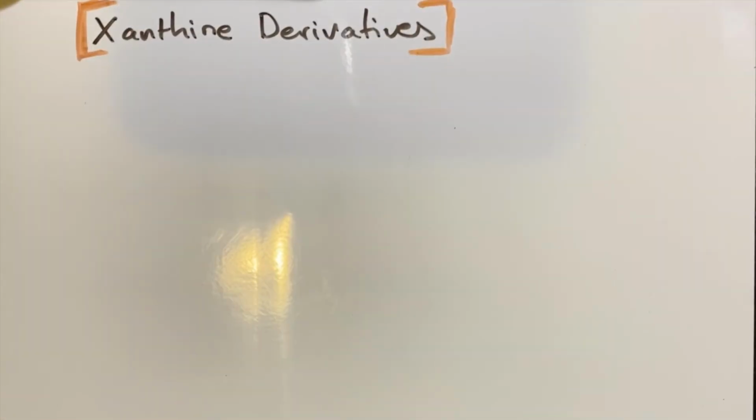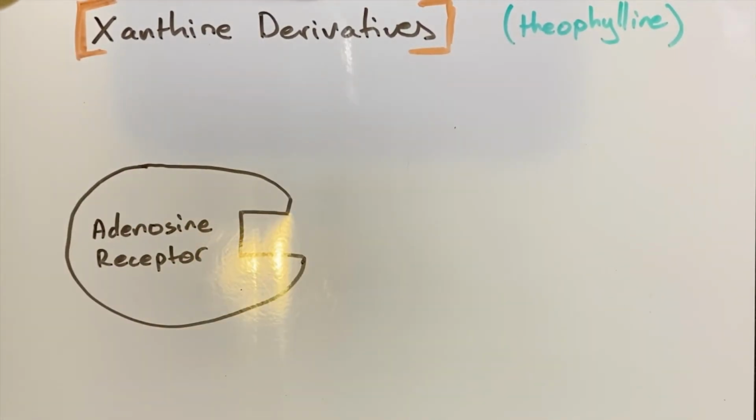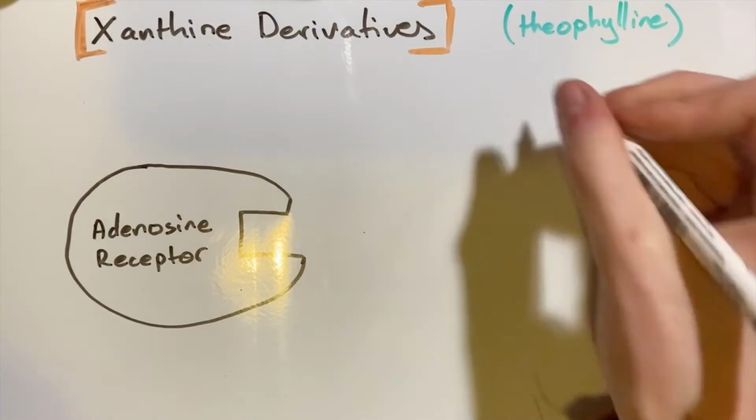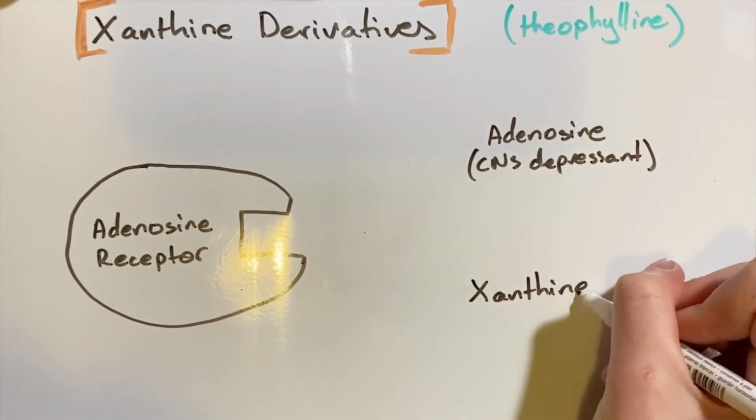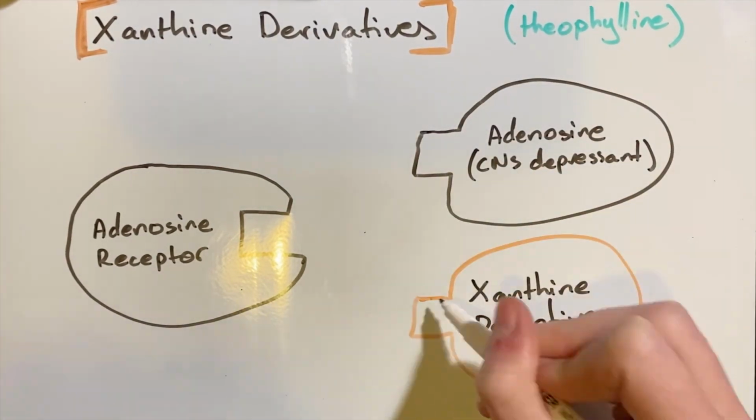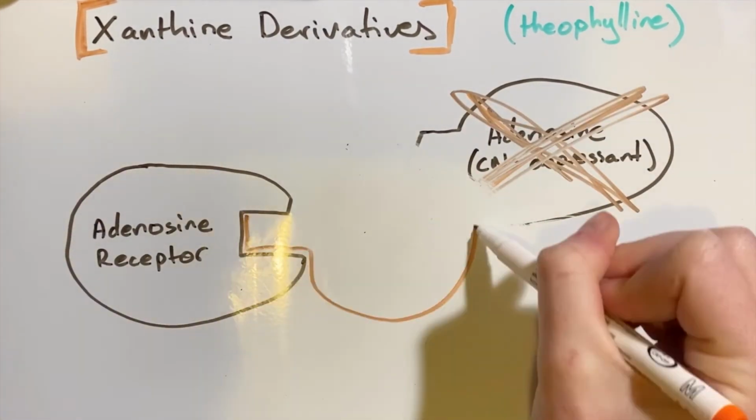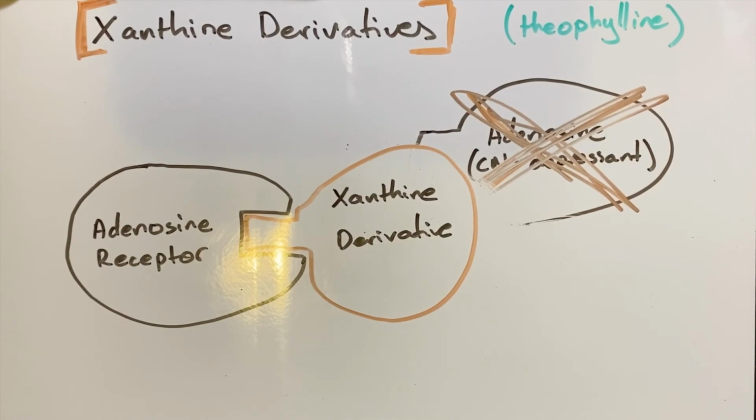Finally, we have xanthine derivatives, such as theophylline, which are effective bronchoprotective agents. They do this by antagonizing adenosine receptors. Adenosine receptors cannot distinguish between adenosine, a central nervous system depressant, and a xanthine derivative, which allows the xanthine derivative to bind to the receptor, blocking adenosine.